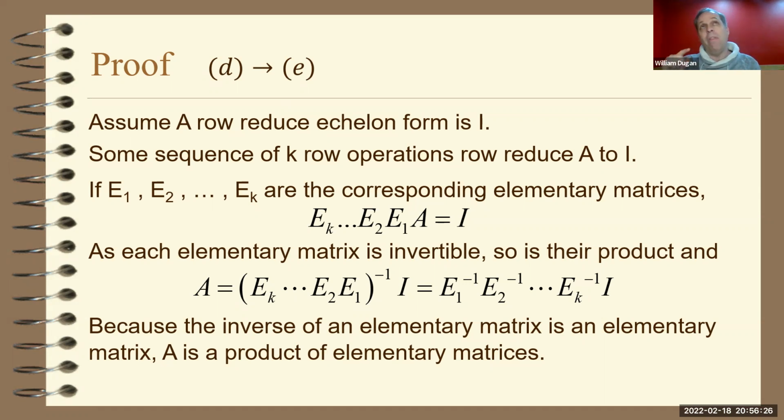But then we know that the inverse of a product is a product of a bunch of inverses, just in the reverse order. And so you can then get that A is therefore equal to a product of these inverse matrices times I. The times I doesn't do anything. But then we remember that the inverse of an elementary matrix is actually an elementary matrix. So I just showed you that A is therefore expressible as a product of elementary matrices.